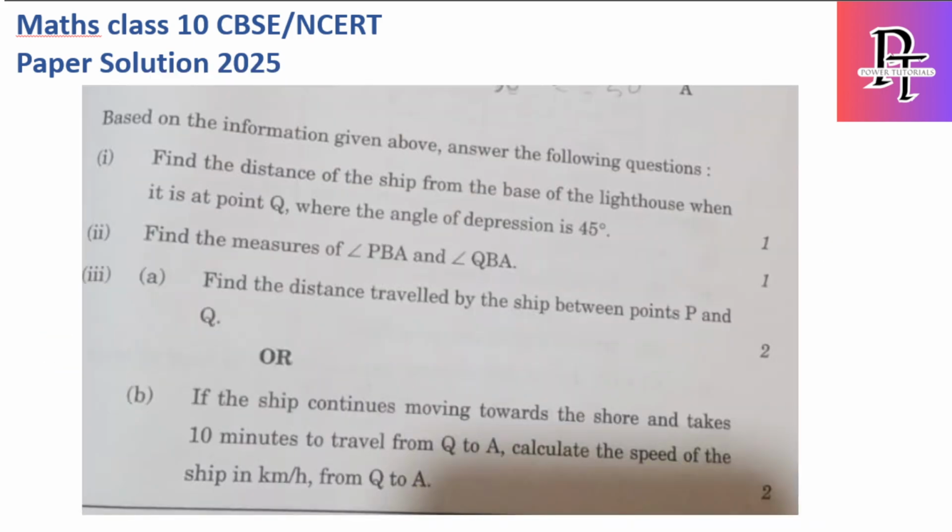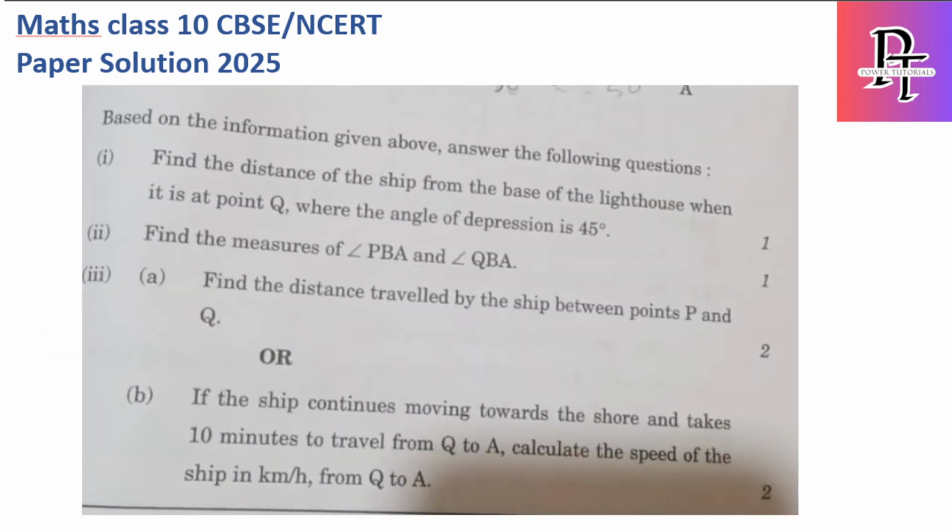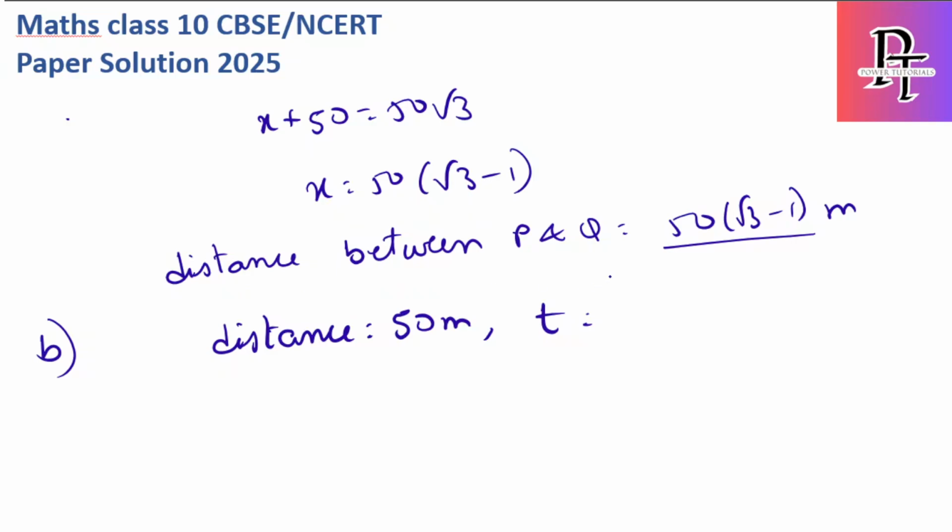If the ship continues moving towards the shore and takes 10 minutes to travel from Q to A, calculate the speed in kilometers per hour. 10 minutes to travel from Q to A. Okay. So distance we already know, from Q to A the distance is 50 meters. Time, what they have mentioned, it is taking 10 minutes.